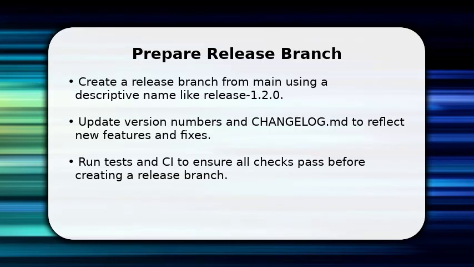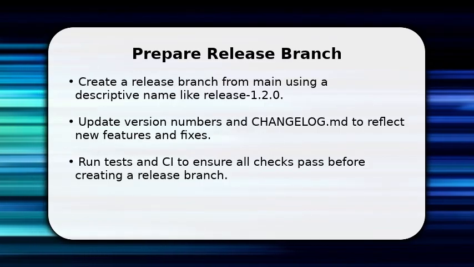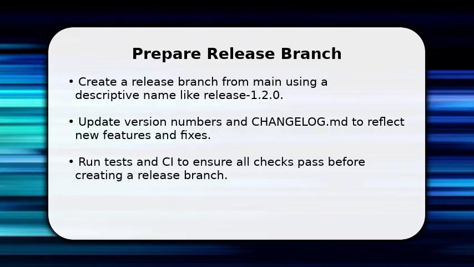Create a release branch from main using a descriptive name like release 1.2.0. Update version numbers in your code and package files to match the intended release. Edit changelog.md to list new features, bug fixes, and breaking changes clearly. Run your test suite locally and trigger CI to ensure all checks pass before proceeding.